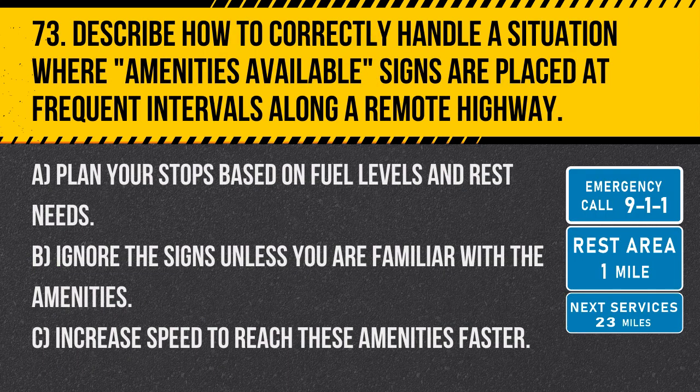Question 73. Describe how to correctly handle a situation where amenities available signs are placed at frequent intervals along a remote highway. A. Plan your stops based on fuel levels and rest needs. B. Ignore the signs unless you are familiar with the amenities. C. Increase speed to reach these amenities faster.